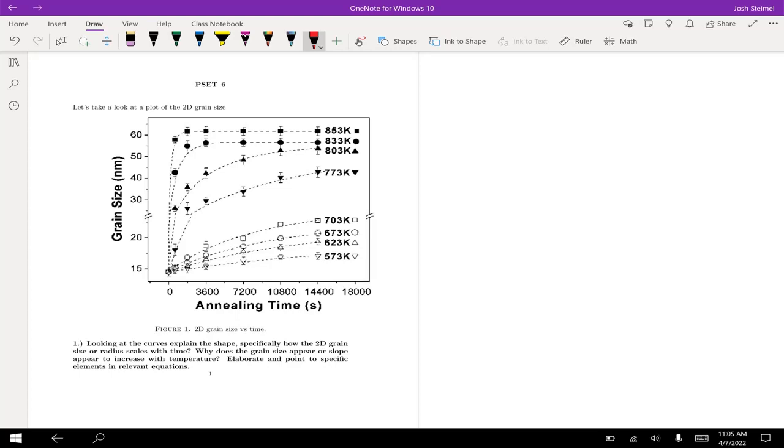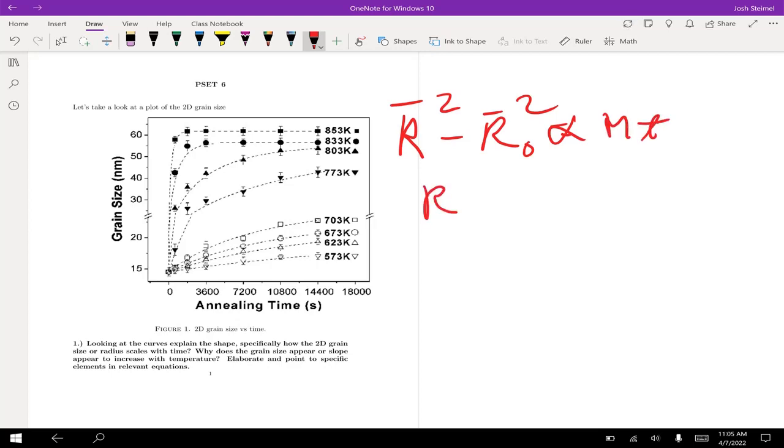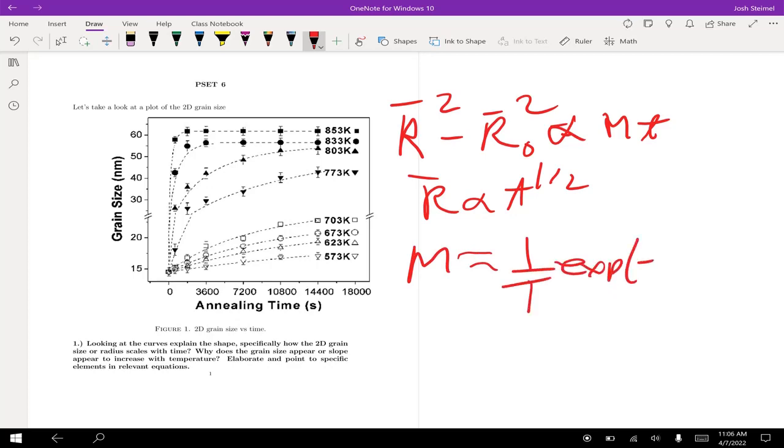So we should remember that we have a function: average grain size squared is proportional to some constant m times t. So our average grain size scales with t to the 1/2 value. And this m has a component in here that's basically 1 over t times some exponential of minus some delta G over kT. So let's look at the actual problems telling us to do.